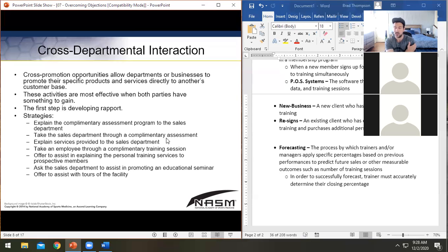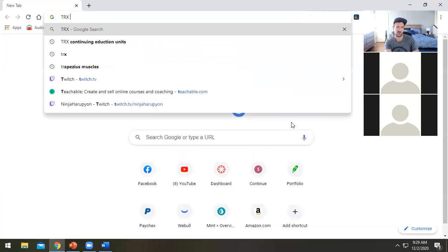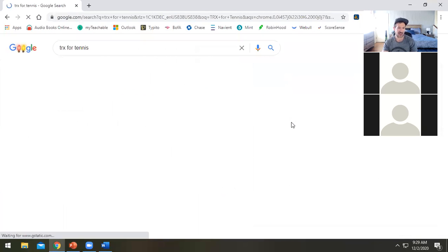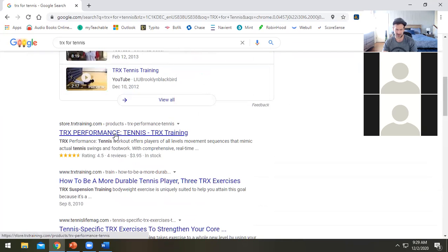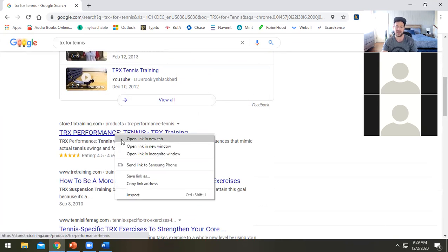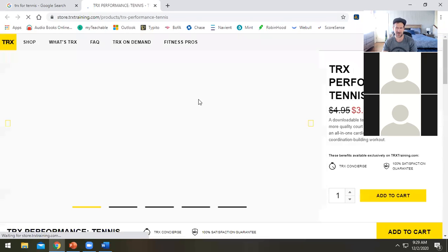When I worked at, I was telling you guys about Stafford Hills up in Portland, that is primarily a tennis facility. It's like a tennis club. When I first started there, it was really cool. They wanted to get the trainers and the tennis pros, the tennis instructors, to come together. So they brought in TRX. Check this out, TRX for tennis. TRX partnered with this other company called Tennis something something, and they put together a certification, which we didn't get, but we did get to do the workshop.